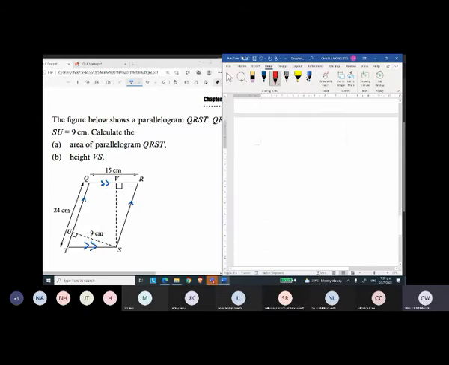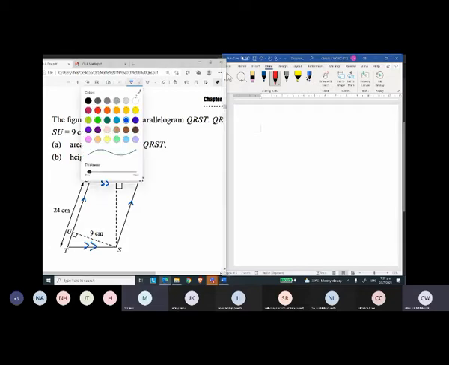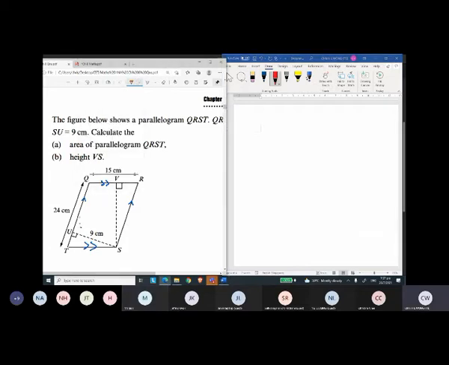Now, the first thing you're going to do is this. You are going to find the area of parallelogram QRST. I'll just write this. Now, do you notice something? They purposely give you two heights. They actually give you a lot of heights, 15, 9, 24, so many. They just want to confuse you. You're supposed to find the area of the parallelogram.